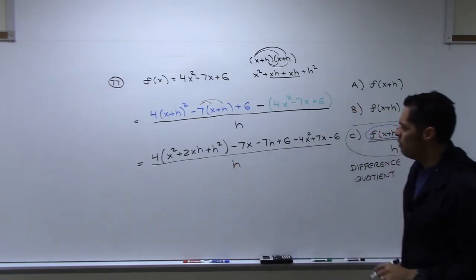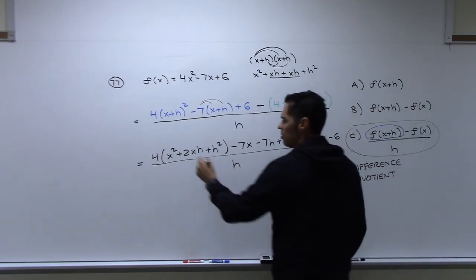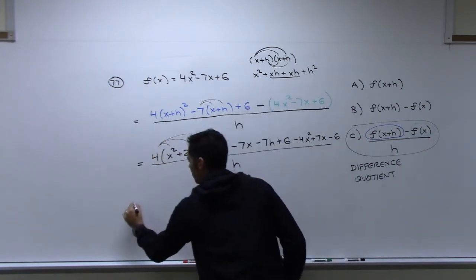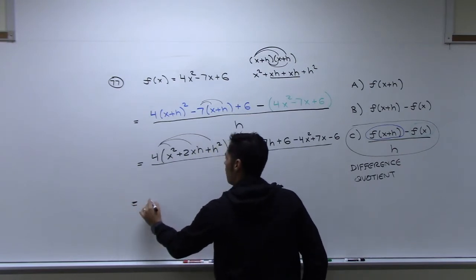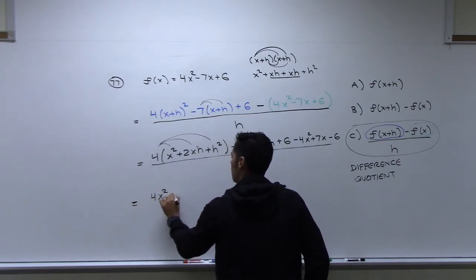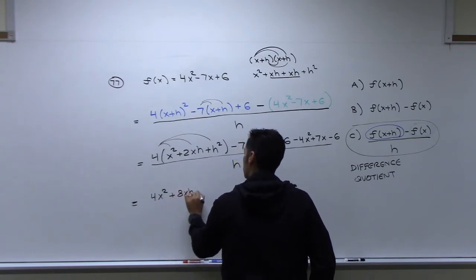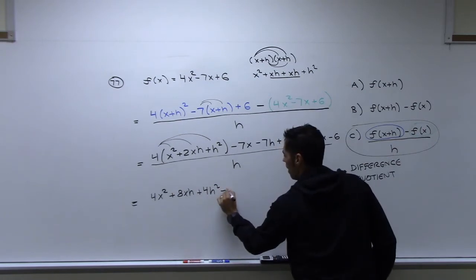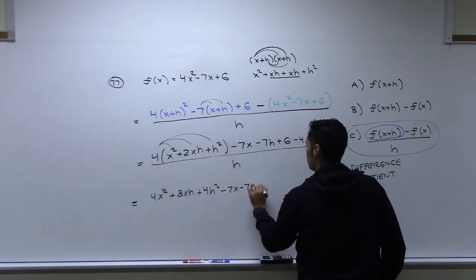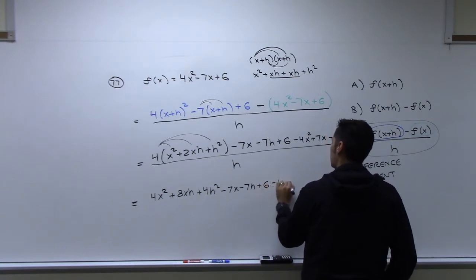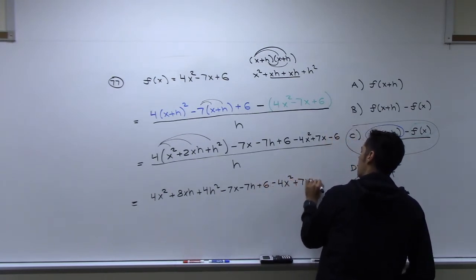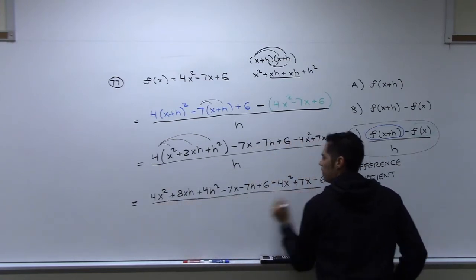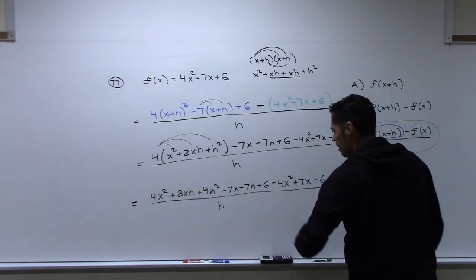We're almost there to the point where we can start canceling things, but let's distribute this 4 through to those 3 terms. So I will have 4x squared plus 8xh plus 4h squared, so that's my 4 going through, minus 7x minus 7h plus 6 minus 4x squared plus 7x minus 6, all over h.